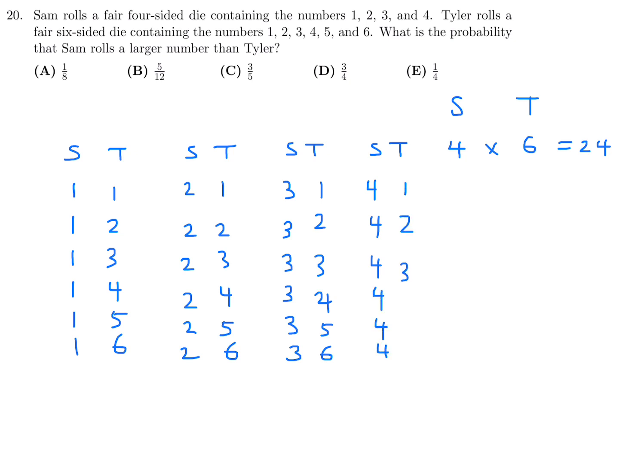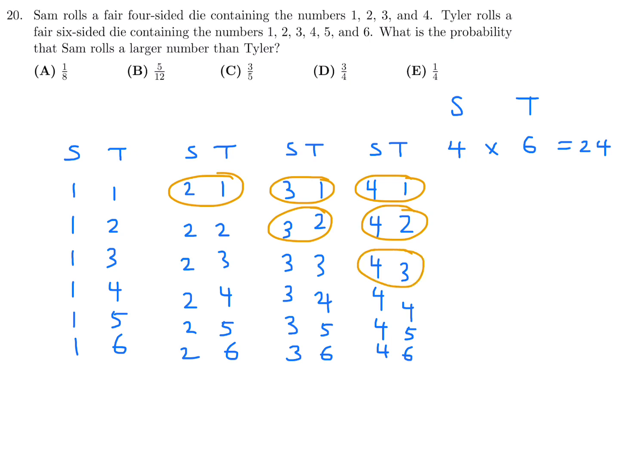Okay, now what we have to do is find out which of these is such that Sam's roll is greater than Tyler's roll. Okay, this one, this one, this one, this one, that, and that. Those are the only ones where Sam rolls a number greater than Tyler. Greater than, larger than. Well, of the 24, how many did we circle? 6. And that's it. 6 over 24. That's our probability. And of course, in lowest terms, that's 1 over 4. So number 20, the answer is E.